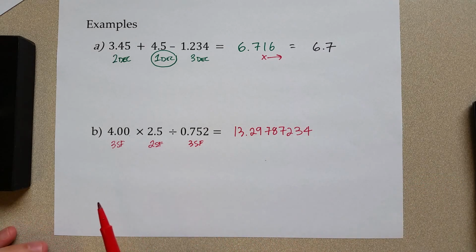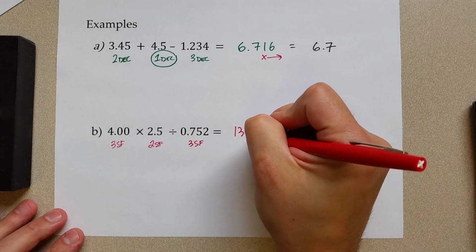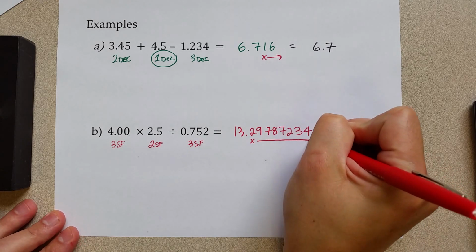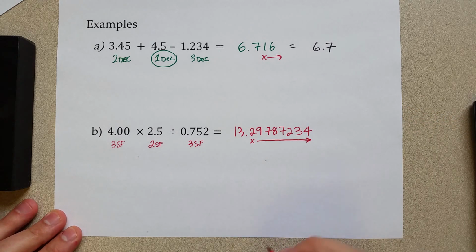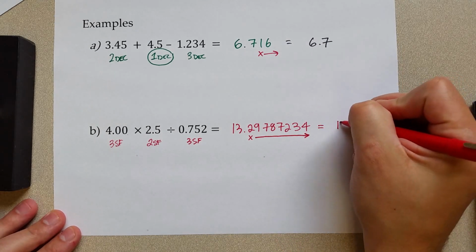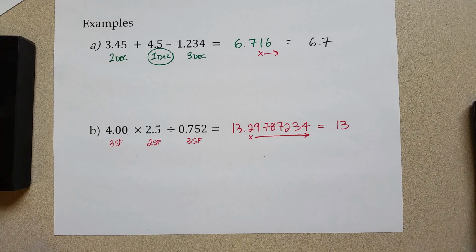We only know this second value to 2 significant figures. So we have to cut it down to 2 significant figures. So everything past the 13 has to go. And so we're going to cut this down to 13.